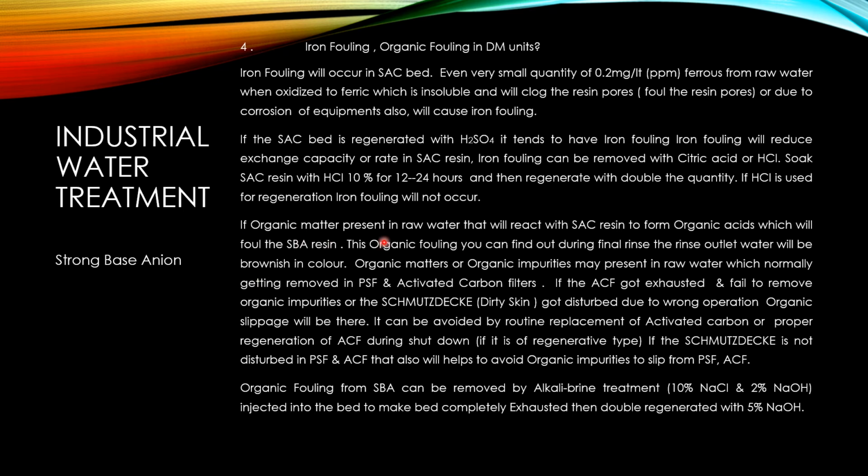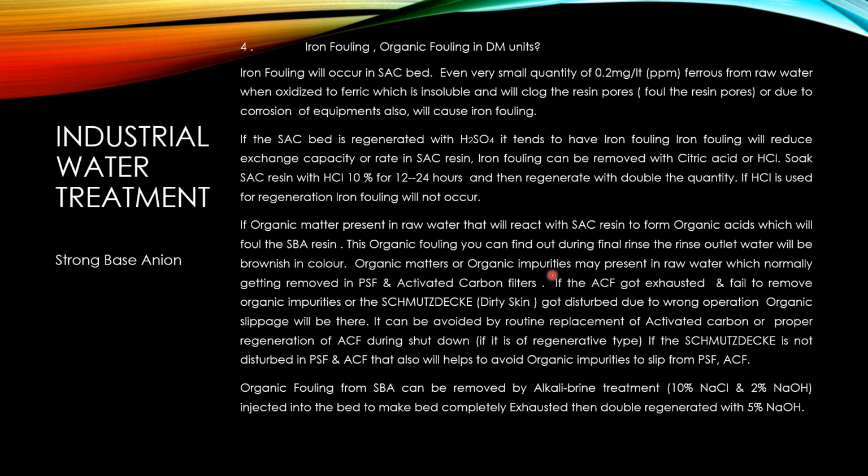If organic matter is present in raw water, it will react with the strong acid cation resin to form organic acid, which will foul the SBA resin. This organic matter present in the raw water will foul the SBA resin. This organic fouling you can find out during the final rinse of the regeneration. During the SBA final rinse, the rinse outlet water will be brownish in color, like wine color.